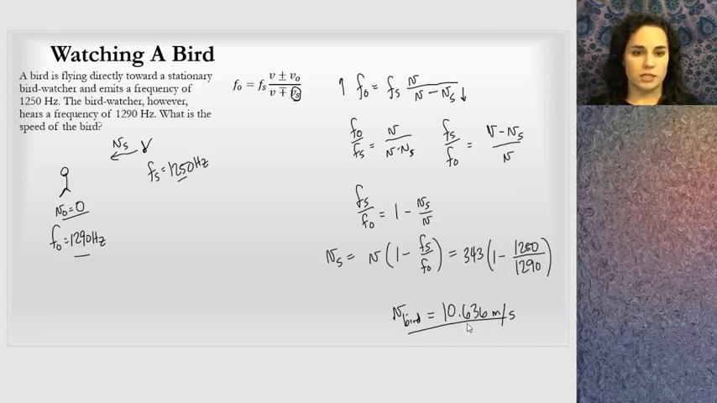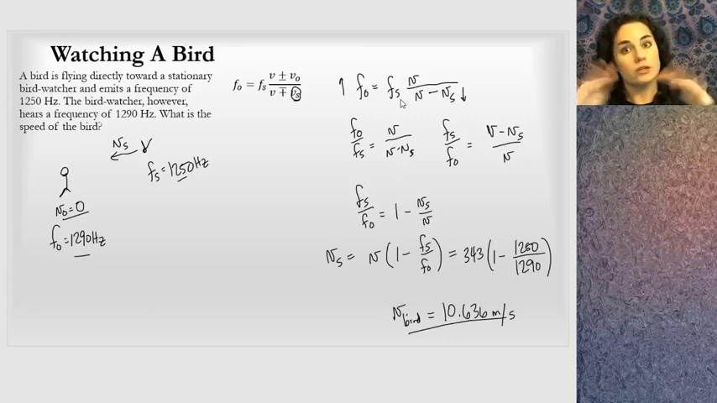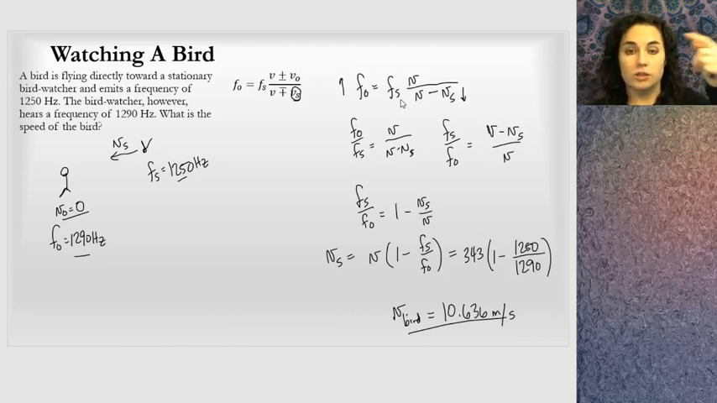Which seems like a good velocity for a bird. That's a fine velocity. If it was too much, I would be concerned. And if it was negative, I would also be concerned. But this seems like a fine velocity for a bird. You may find other problems where you need to do more complex thinking about this. And again, go back to what effect you expect the motion of that object to have on the frequency. If it's toward, it will increase. If it's away, it will decrease, and you need to pick your signs accordingly. Whatever it does in the numerator, it will do the opposite in the denominator.